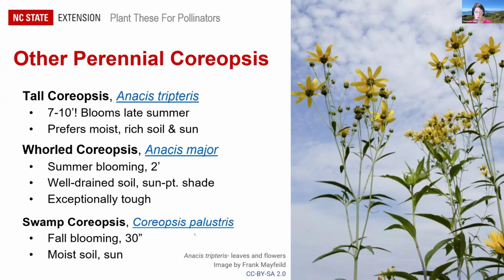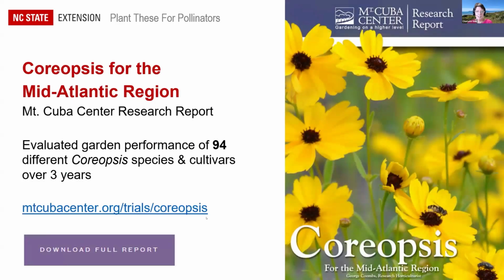And then last, I wanted to mention swamp Coreopsis, Coreopsis palustris, which really stands out because it blooms in the fall. And you don't really think of Coreopsis as being a fall bloomer. It blooms in the fall and has a darker center in the eye. And it's one that likes moist soil, as you can tell by the common name. And it actually stayed in the genus Coreopsis. So some of our Coreopsis were split out into the genus Anasis. Some stayed Coreopsis. This one stayed Coreopsis. So look out for those perennial Coreopsis to add to your landscape.